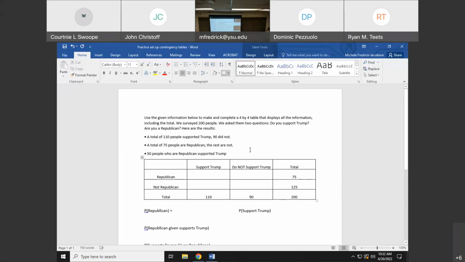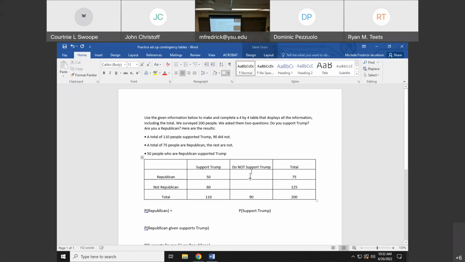Where would that go? Top left? Because it says Republican and support Trump, Republicans here, Trump's here, 50 people. Can we find the rest without more information? Okay, we'll go downward. So if we go down, 50 are Republicans, how many are not? Because we know that these two need to add up to the 110. So you can take 110 minus 50 and get 60.